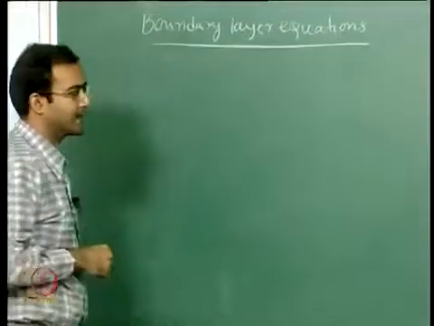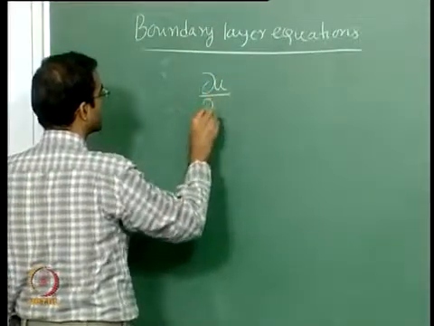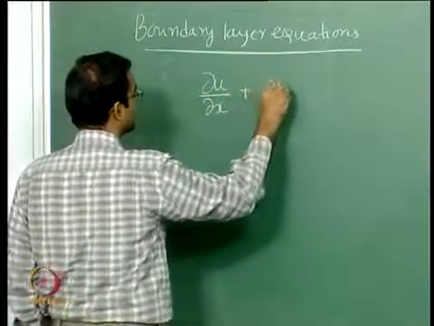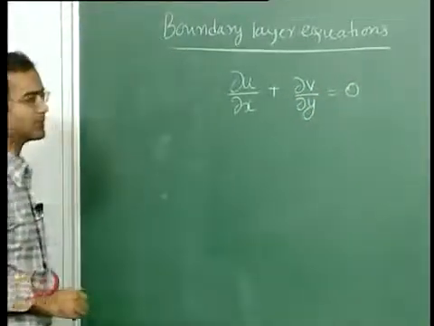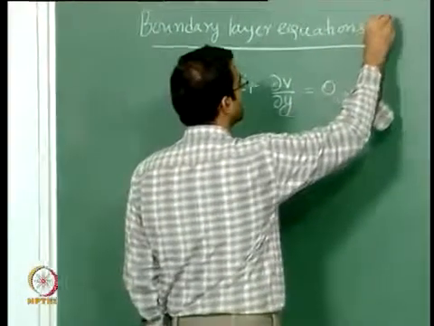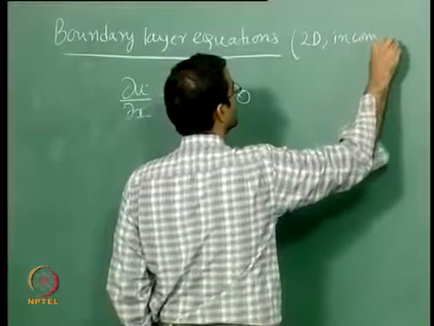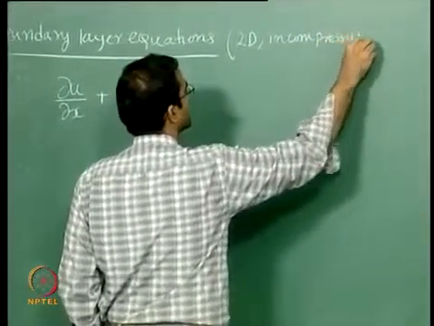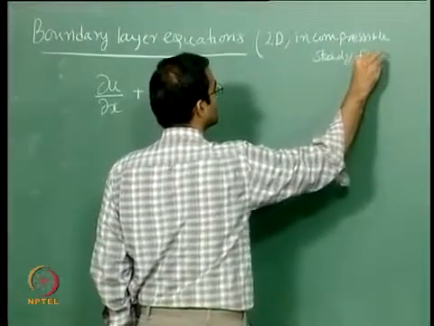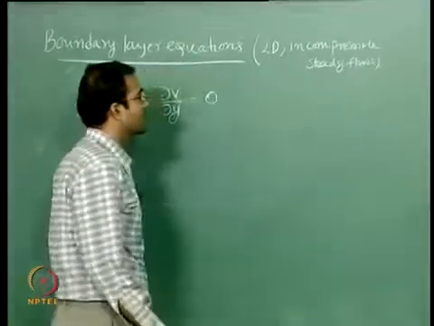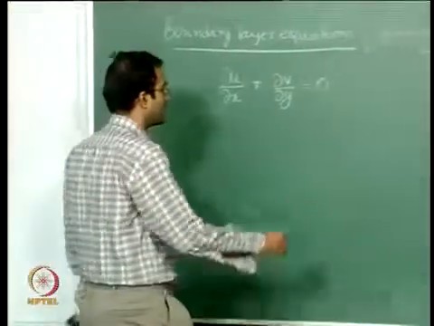Let us write it in a dimensional form, not the non-dimensional form. So finally, the continuity equation stays as it is. The boundary layer equations, what we are writing here, is for 2D incompressible and steady state flows. Okay, steady flow. And we are also assuming they are laminar. That is another important assumption.